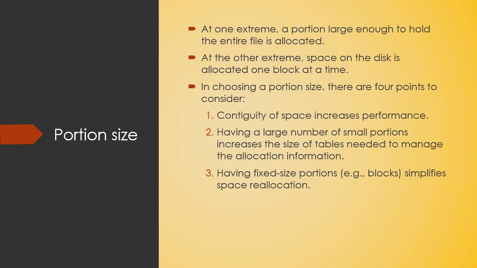Having fixed sized portions, for example blocks, simplifies space reallocation. Suppose we allocate variable sized portions. A file takes up one portion of 3 kilobytes. When we delete this file, we have a free portion of 3 kilobytes. So the deletion of files leaves us with free portions of variable sizes. When we store a new file, we need to pick a portion that is large enough for the new file. So we have to search for a suitable portion in the available free portions.